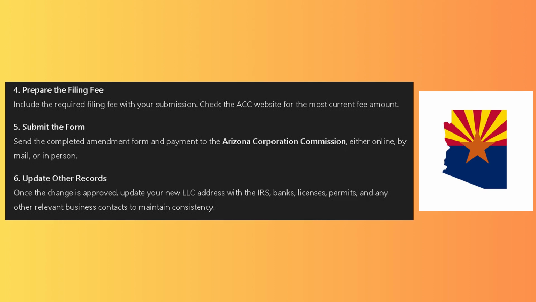Prepare the filing fee. Include the required filing fee for your submission. Check the ACC website for the most current filing amount. Submit the form. Send the completed amendment form and payment to the Arizona Corporation Commission. This could be done online, in person, or by mail.